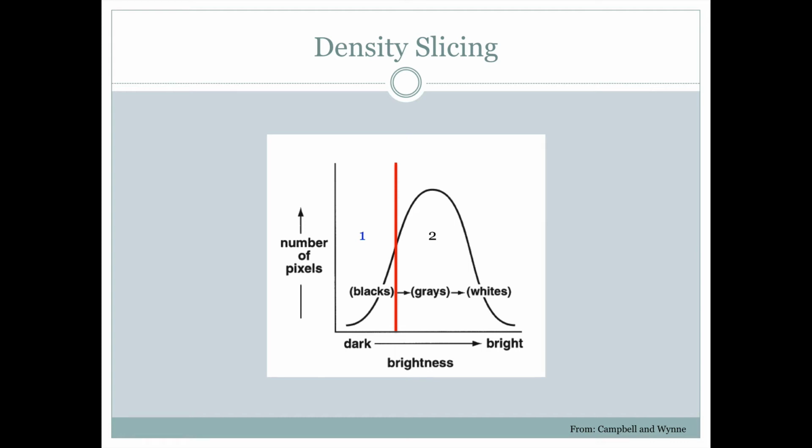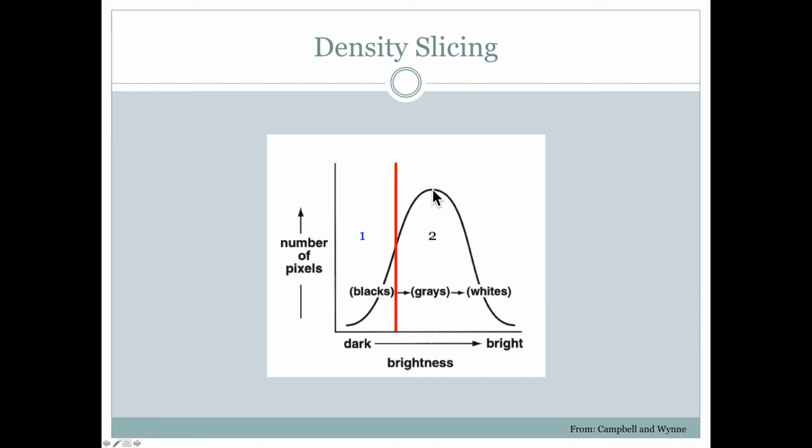When we talk about density slicing, what we're talking about is taking a remote sensing image and then looking at all of the pixels as far as how bright they are. And so this is the brightness of the pixels going from dark to bright. And this line here is meant to represent the histogram, or the distribution of how bright those pixels are.